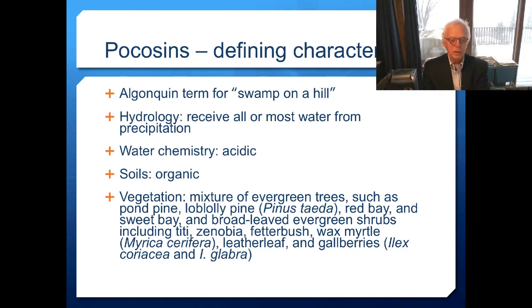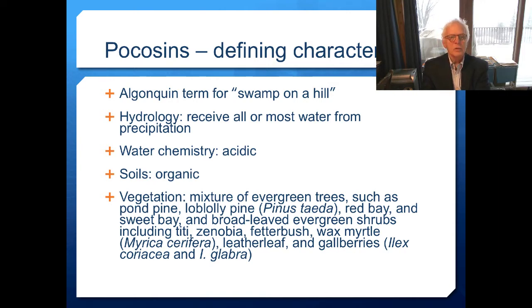Their soils tend to be obviously organic, and the vegetation can be a mixture of all kinds of things: evergreen trees like pond pine, the loblolly, red bay, sweet bay, broadleaved evergreen shrubs, including a whole bunch of interesting things like the wax myrtle, the leatherleaf, and gallberries. A great deal of interesting vegetation in these very localized pocosin or swamp on a hill, bog on a hill kind of systems.